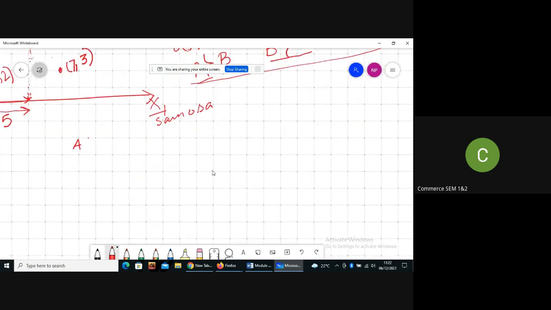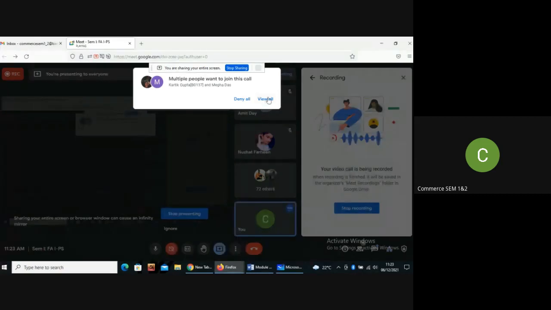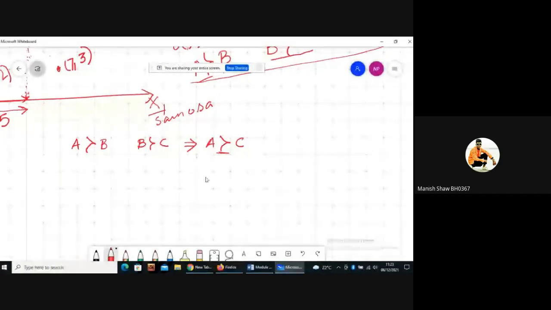Now, what does transitivity mean? If the consumer prefers commodity bundle A to B, and prefers commodity bundle B to C, then we can say the consumer will prefer commodity bundle A to C. This is not a greater than sign, so the sign is a little different. Is it clear? Can anyone explain this assumption?